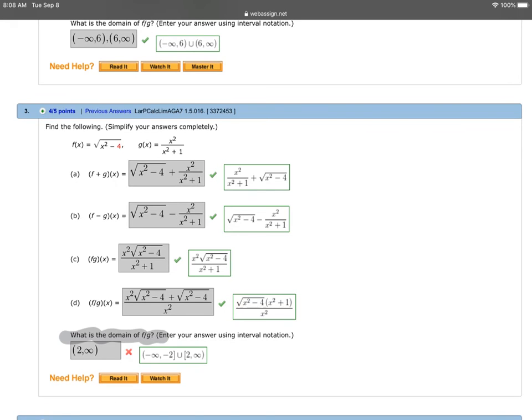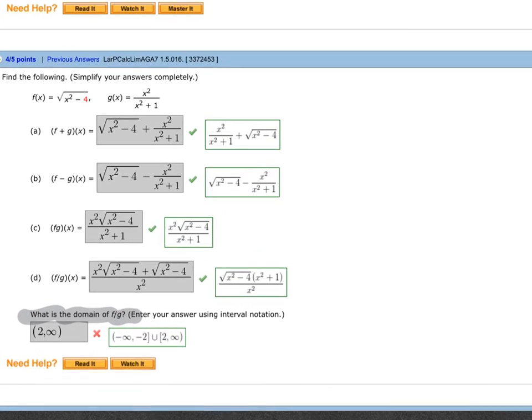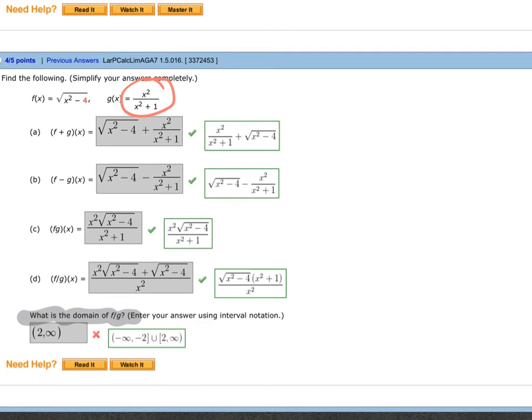I think I have Isabella's. So number 3, domain of f over g. The g is in the bottom now, right? So when you simplify it, you should have gotten that. But now we put the x squared in the bottom, so x squared cannot equal 0, and x cannot equal 0. But you also have the beginning, x squared plus 1 cannot equal 0.